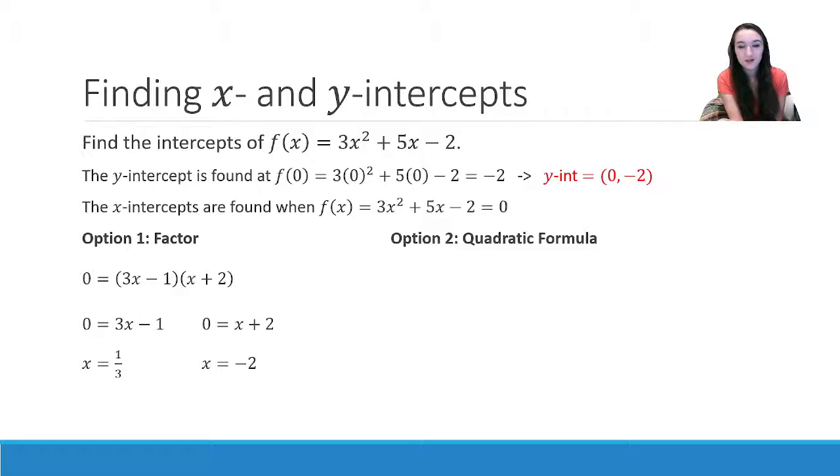The other option is quadratic formula, which does look more complicated, but again, not everything is factorable, and not everyone's good at factoring. Whereas the quadratic formula always works on a quadratic. So we can plug in each of our values. So we have, again, negative b being 5, plus or minus square root of b squared, minus 4 times a, which is 3, times c, which is negative 2, over 2a.